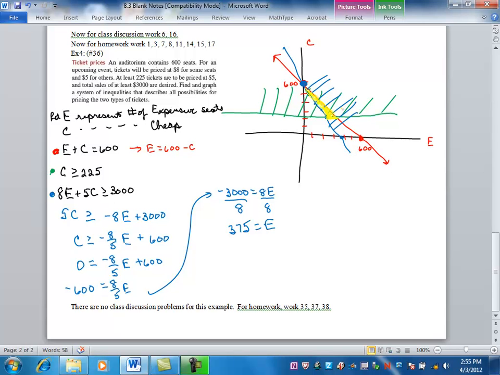And guys, that brings section 8.3 to an end. So certainly if you have questions, let me know. Bring your homework in and we'll take a look at the class discussion.